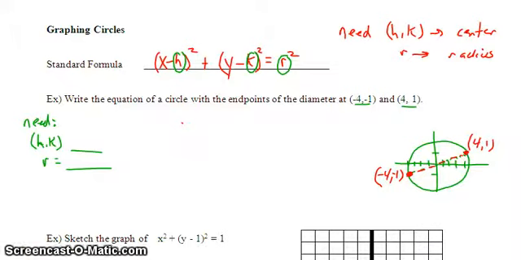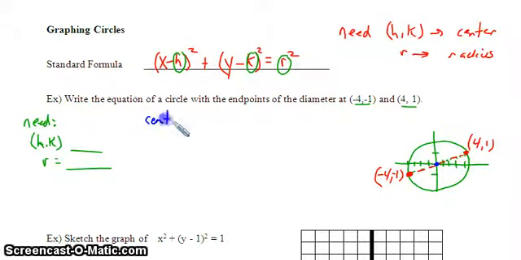So in order for me to be able to write this equation, I need to know the center and I need to know the radius. And the only way that I can find the center is if I actually knew the halfway point, or the midpoint, of the diameter. The midpoint of the diameter, this point right here, should be the center. I can't assume it's (0, 0). I need to show that it actually is (0, 0).